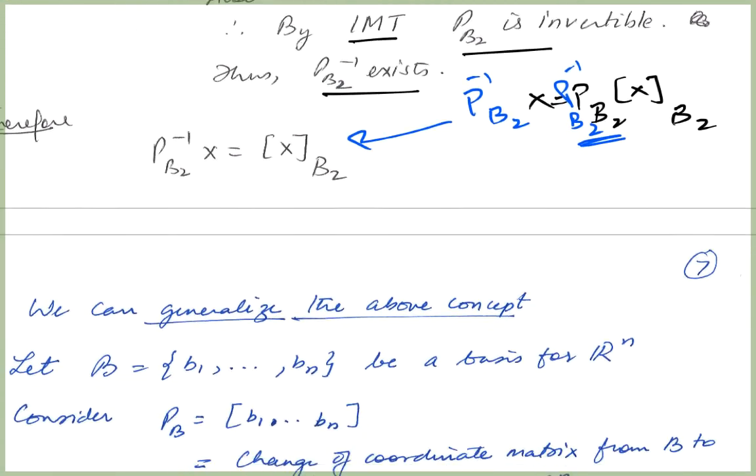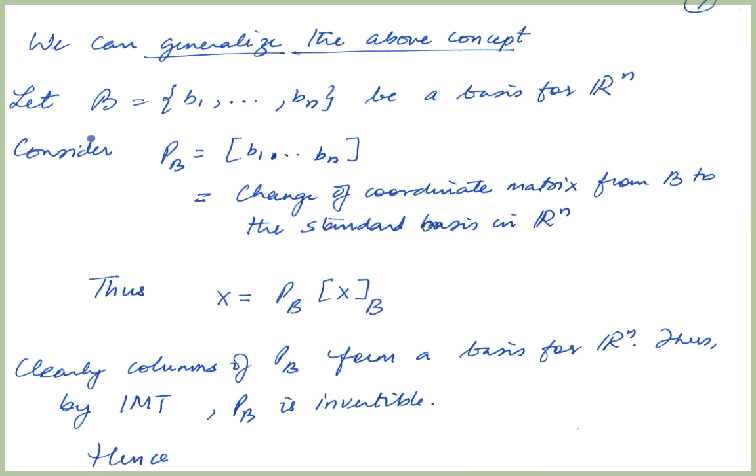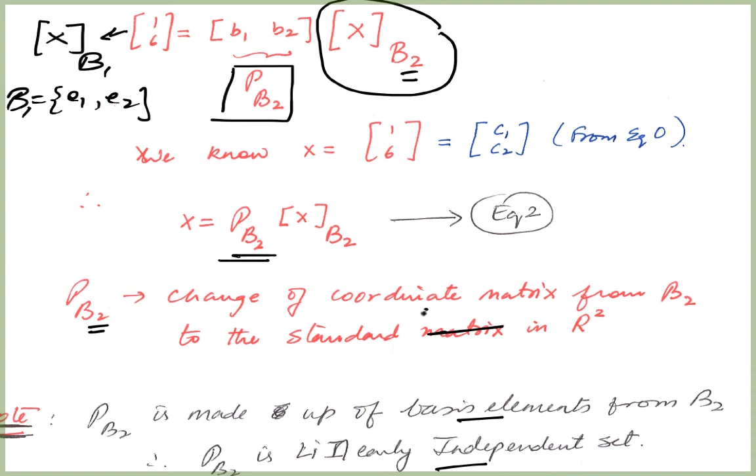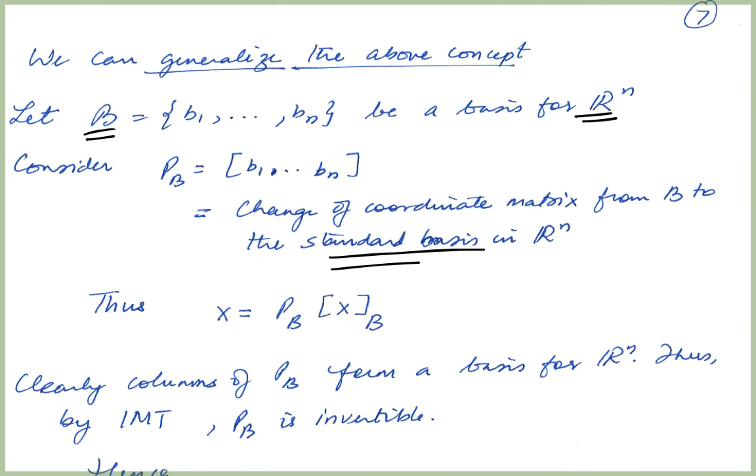What I'm saying is this. If I have a basis set B of an n-dimensional space, that means the elements of the basis set would be n of them, B1 to Bn. Then when I put all these basis vectors in a matrix, it becomes the change of coordinate matrix from the basis set B to the standard basis in Rn, or the standard matrix. So let me just write the standard basis over here just to be consistent with what I have.